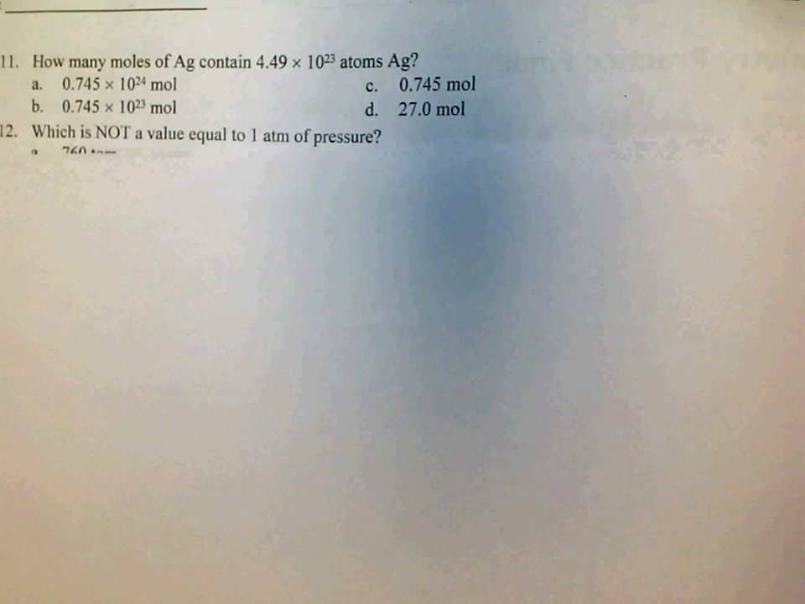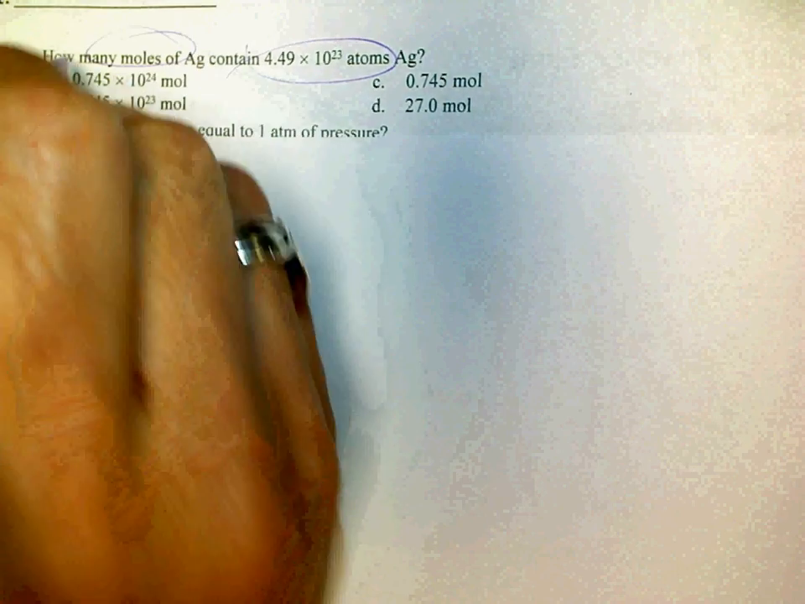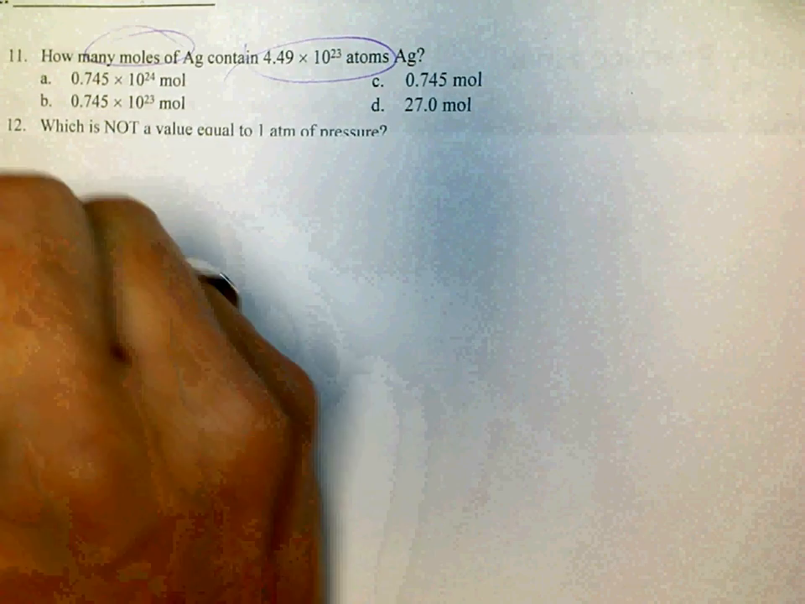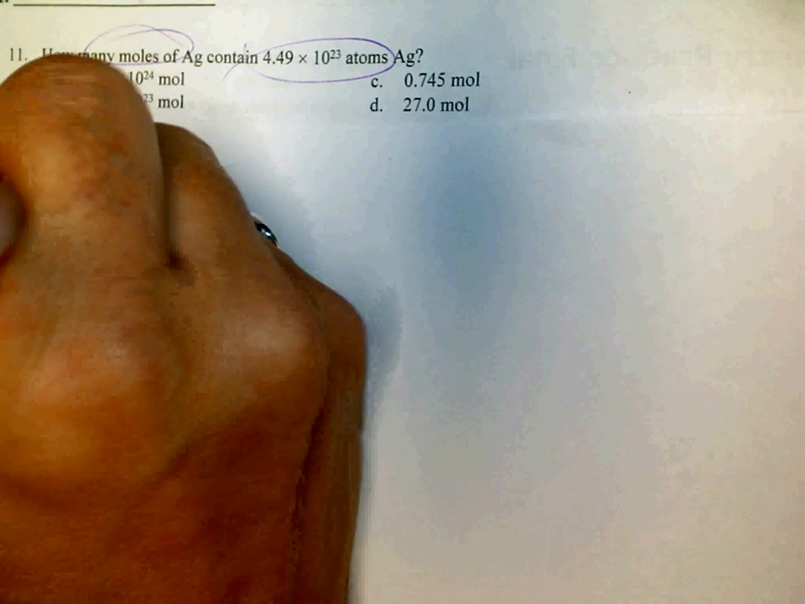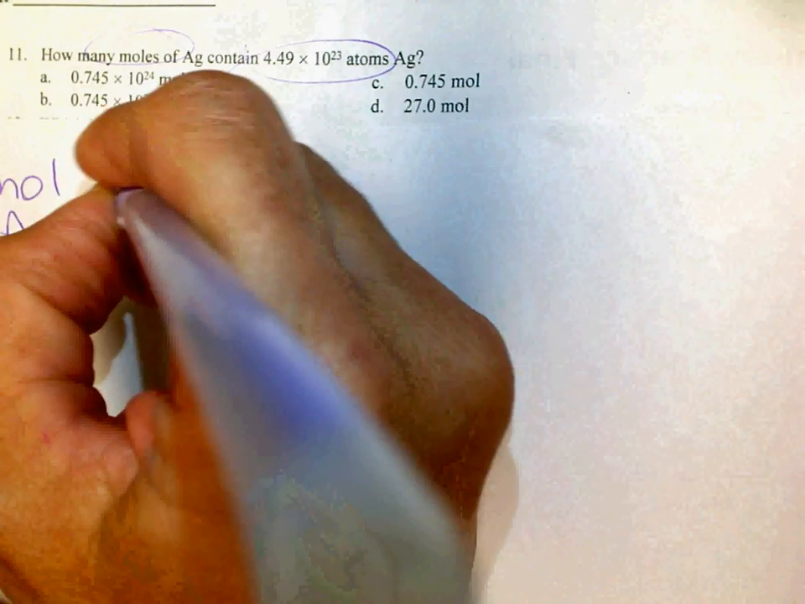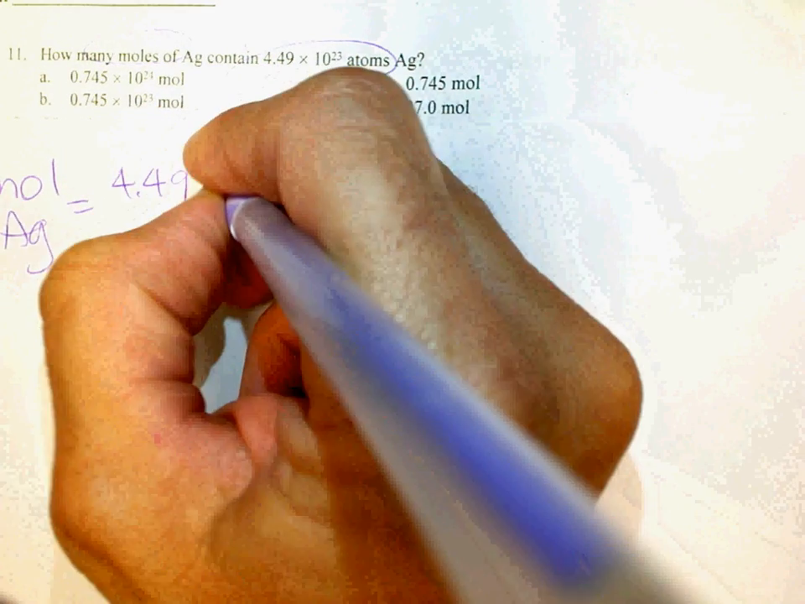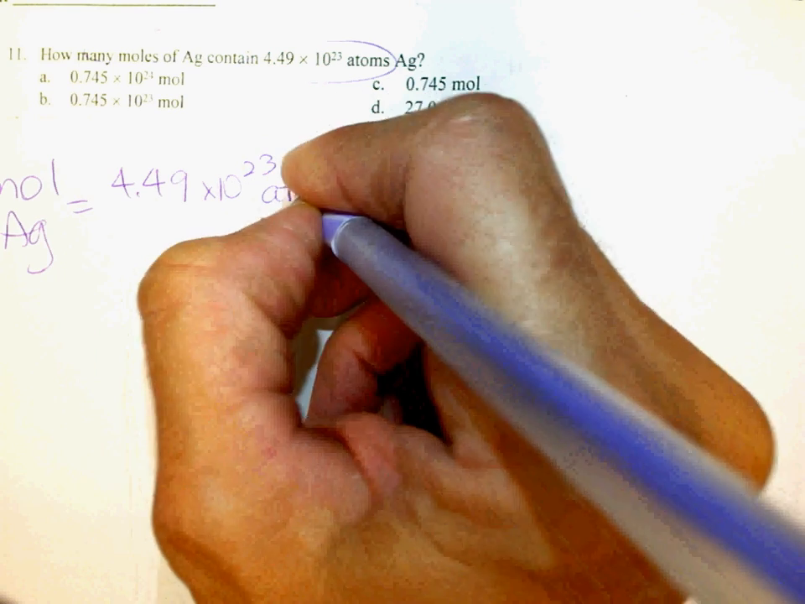How many moles of Ag contain 4.49 times 10 to the 23rd atoms? All right, now, I don't want an answer. We're going to go through this. Moles of silver, I'm going to start with the number of atoms.